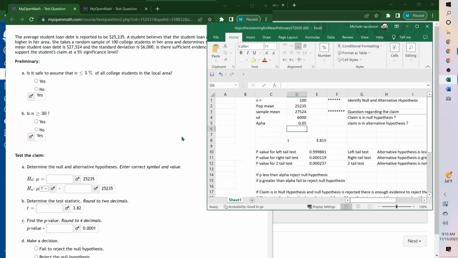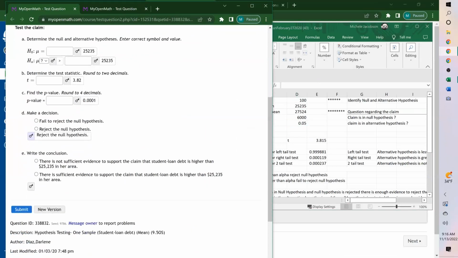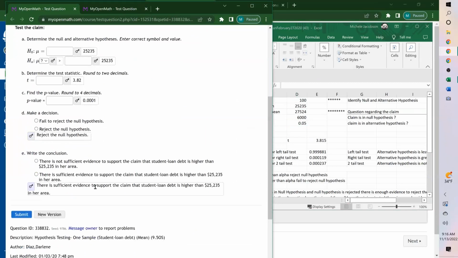To find the p-value, we are testing greater than, so it's a right tail. So it's the second one, 0.0001. Since the p-value, 0.0001, is definitely less than alpha, we reject the null hypothesis. Because we're rejecting, there is sufficient evidence to support the claim that the student debt is higher. We rejected the null hypothesis and accepted the alternative.